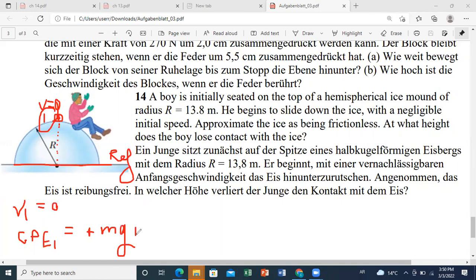They want us to determine at what position, at what height, the boy will leave the track. Do you remember, when they say at which position the boy will leave the track, what will be the condition then? What is the condition to leave the hemisphere here? Normal. Yes, very good. Whenever you lose contact, the normal will become equal to 0.